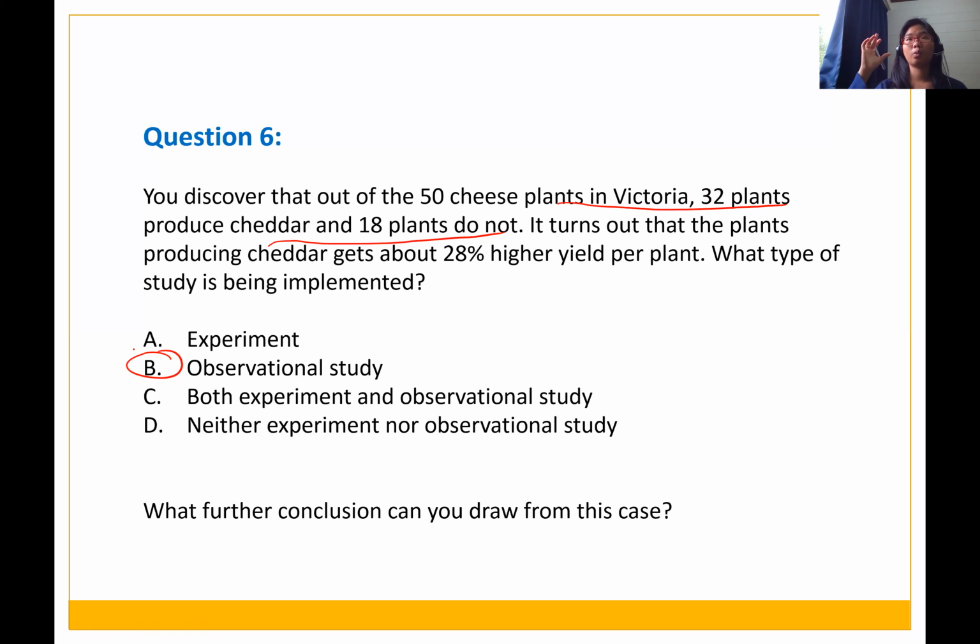Now, if you want to pause the video and think about it, feel free to do that. If not, I'm just going to give you the answer right now. It is that there is an association between producing cheddar and higher yield. But you cannot say that producing cheddar will give you higher yield. That is the cause and effect relation. The only conclusion that we can draw here has something to do with association, which means the only thing that we can say is that producing cheddar is associated with higher yield per plant.